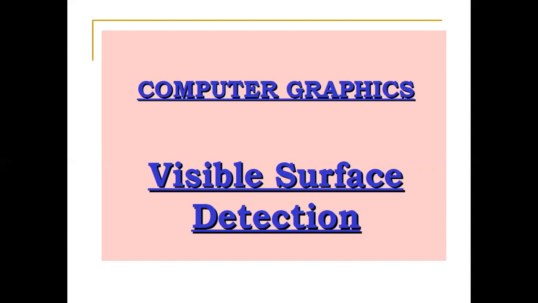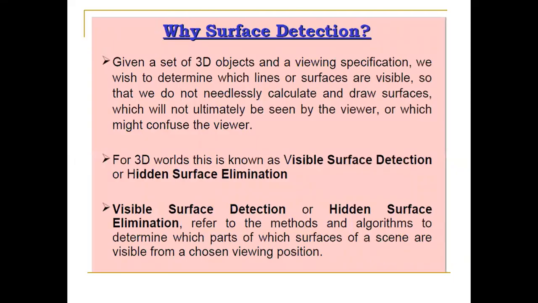So let us start today's session by first understanding what we mean by surface detection, or why we require surface detection. Given a set of 3D objects and a viewing specification, we wish to determine which lines or surfaces are visible, so that we need not calculate or draw surfaces which are not seen by the viewer or which might confuse the viewer.